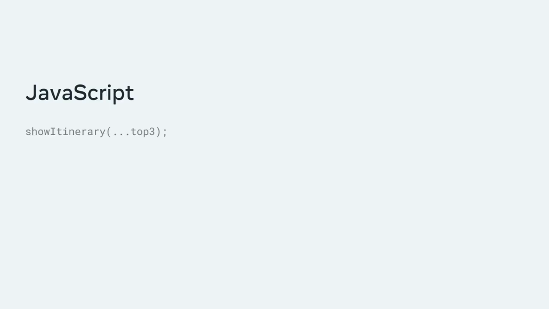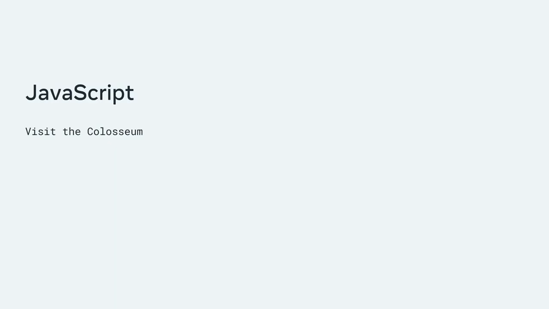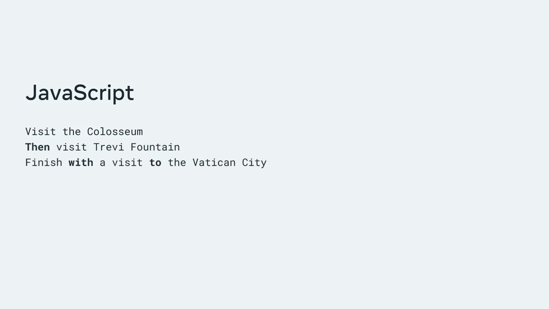Now, if I go back to the top3 array, I can use it with the spread operator just like I used it for the top7 array. I type the showItinerary function and the 3 dots, and the array name, top3, within parentheses, and I end with a semicolon. The function returns the combination of the strings and the variables I used earlier. Visit the Colosseum, then visit Trevi Fountain, and finish with a visit to the Vatican City. In this video, you explored what the spread operator is and how you can use it.